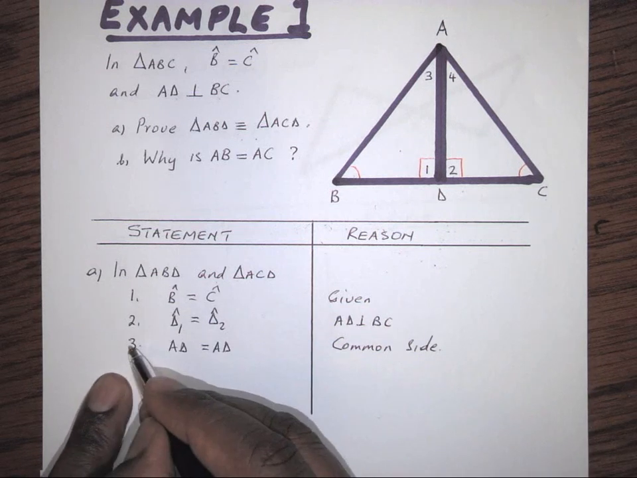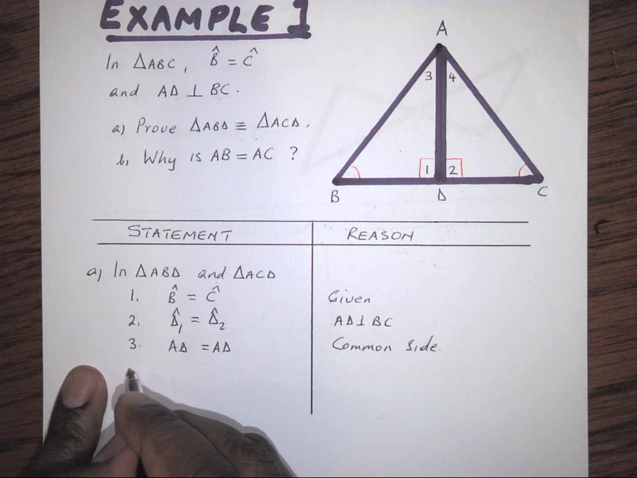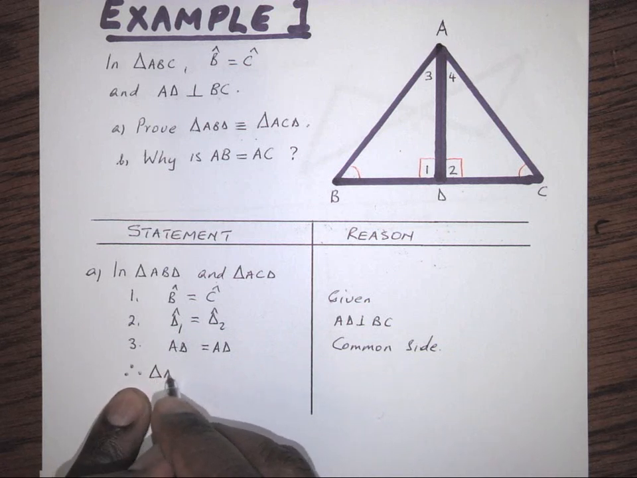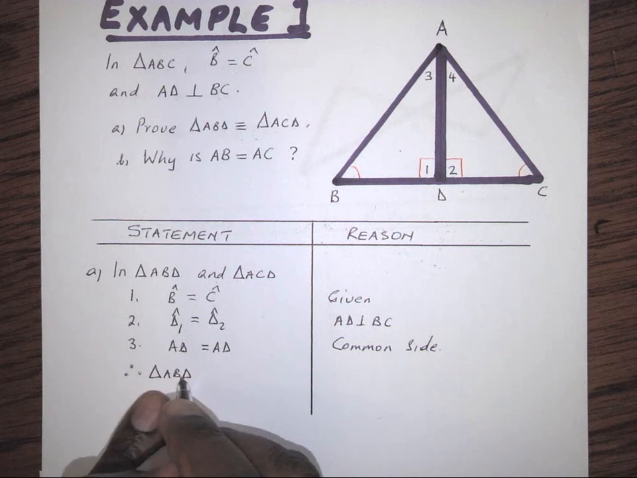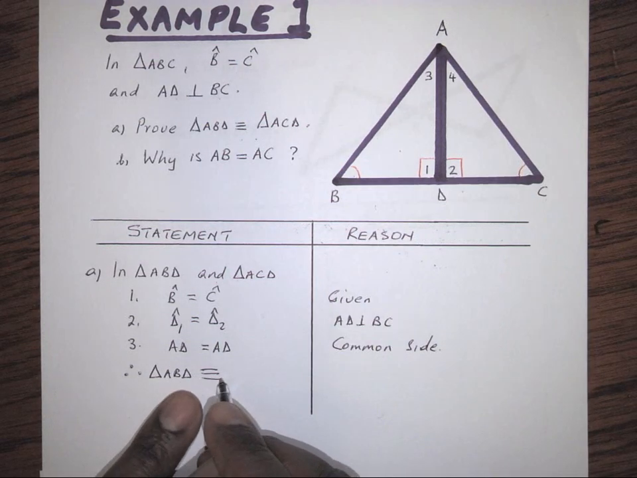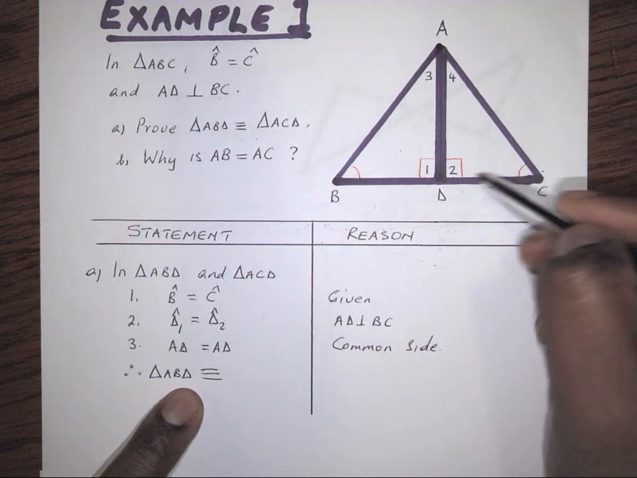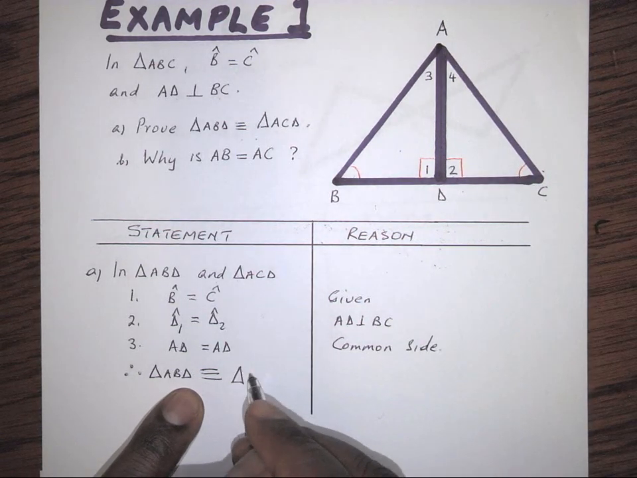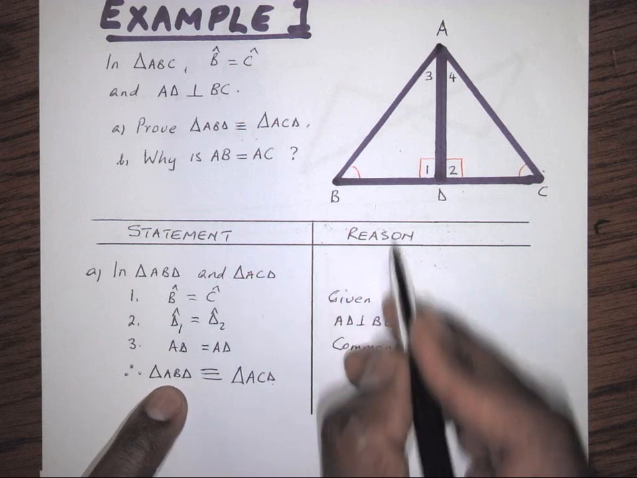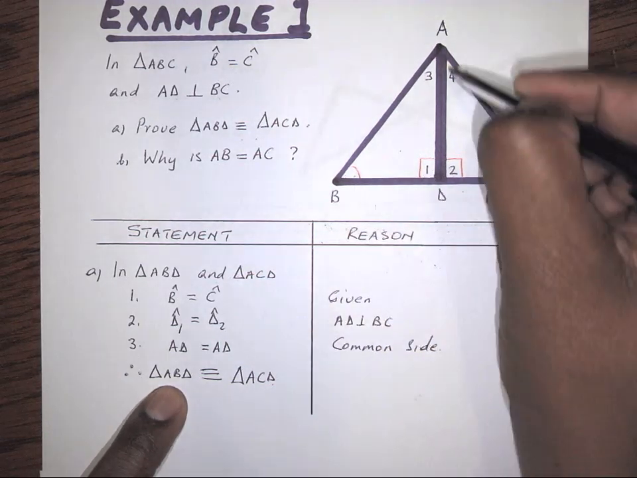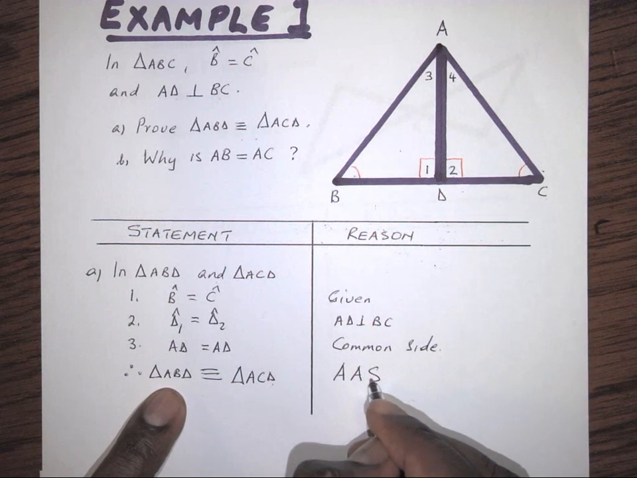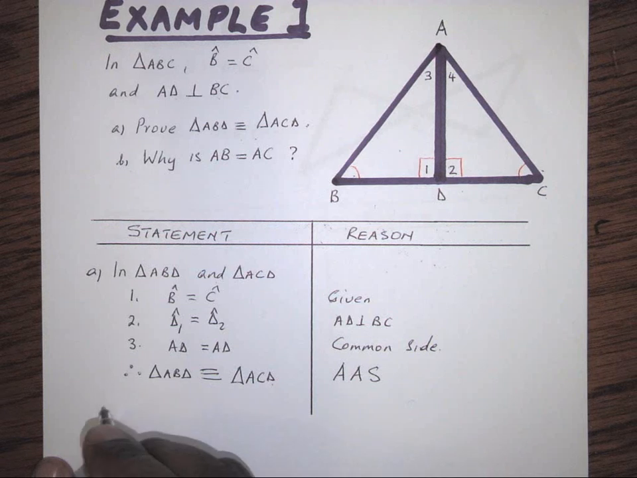Therefore, now I've got three pairs of equal things. I can conclude that triangle ABD is congruent to triangle ACD. And the reason for congruency is angle, angle, side.